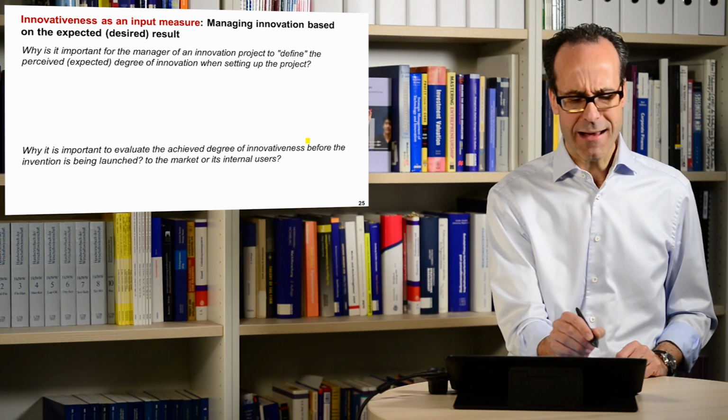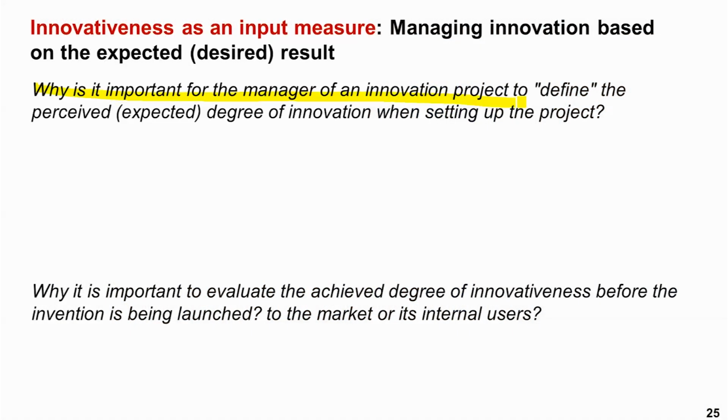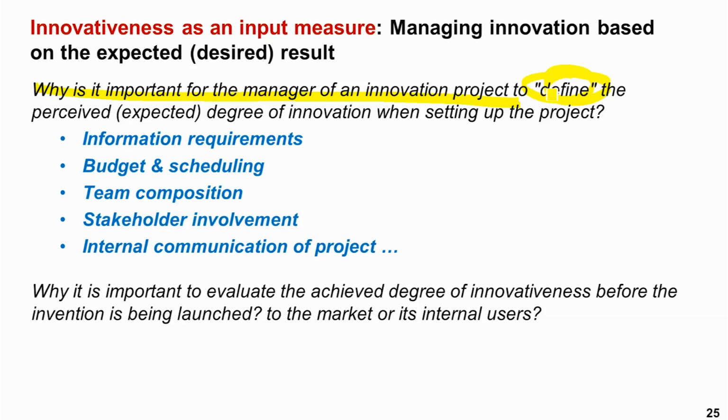So think about it. Why is it important for a manager of an innovation project to define the perceived expected degree of innovation when setting up the project? Well, there are many reasons. First, we really have to know what is our budget and how much time we have to schedule. Depending on what are really the information requirements, information we have to build or to obtain to solve these problems.